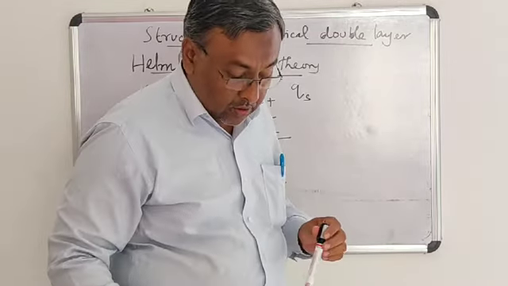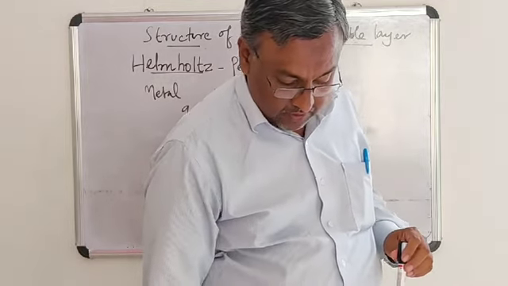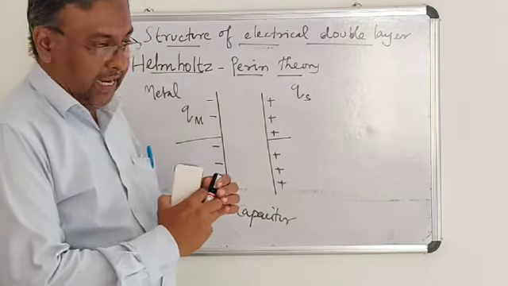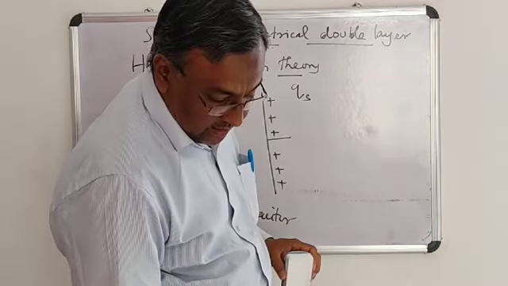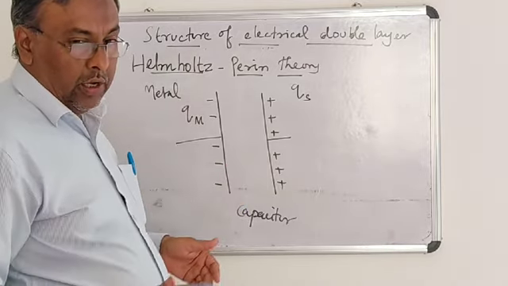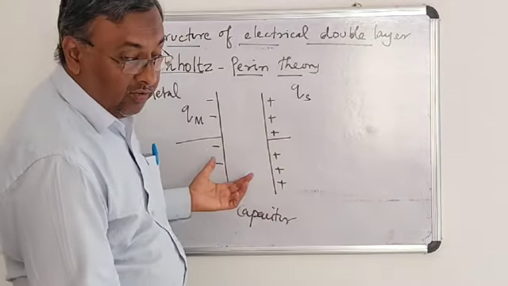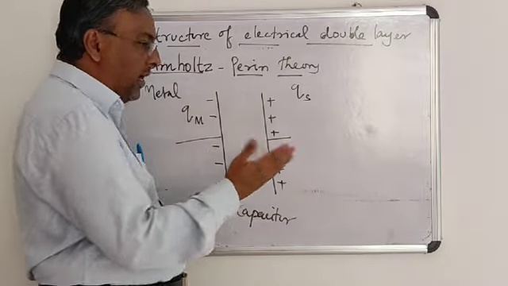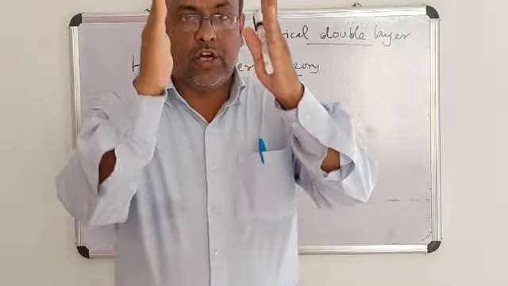Not only that, between these two layers at the electrical interface, there will be a linear variation of potential in the double layer. So according to Helmholtz and Perrin, it acts like a condenser. Therefore, this theory is also called the condenser theory. The metal-electrolyte interface acts as a capacitor, with two separate charged layers.